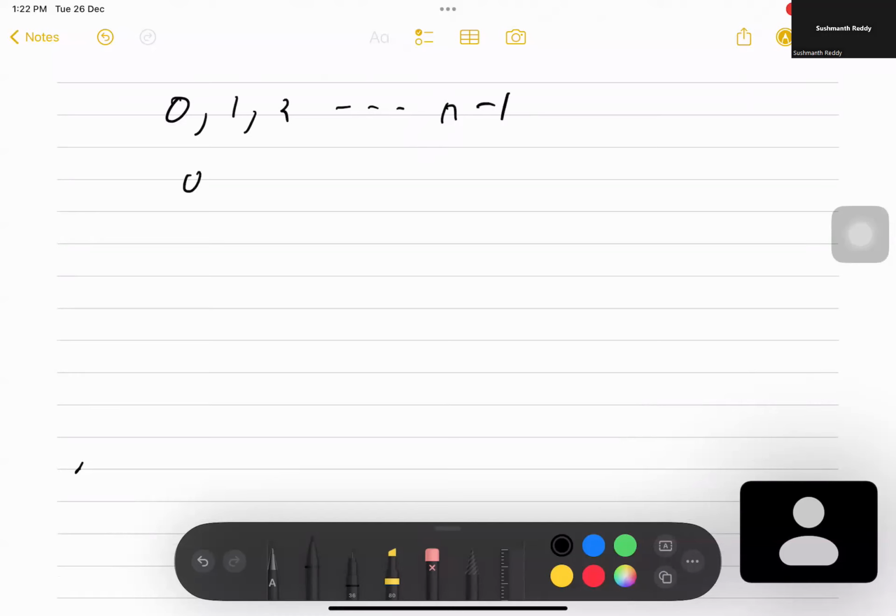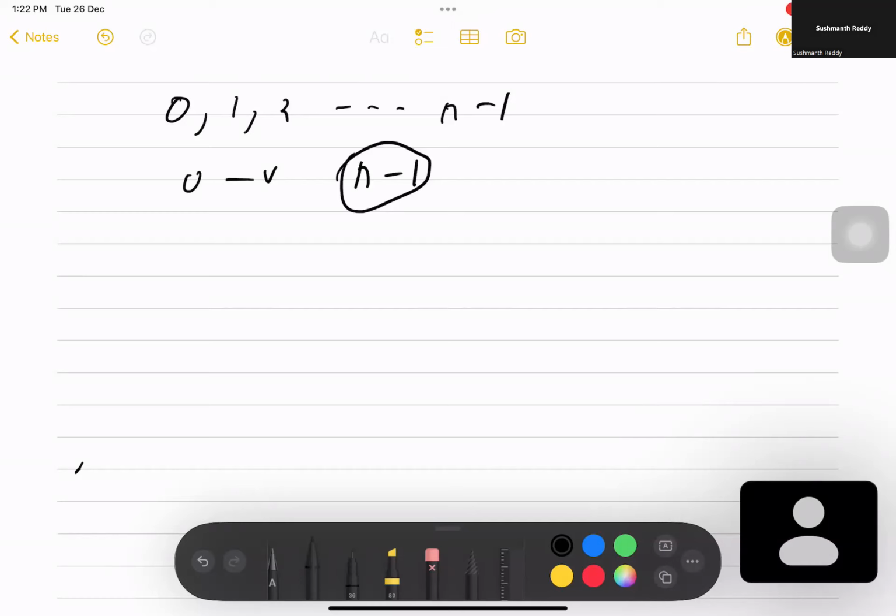That is, there is an edge between u and v. But the direction of the edge isn't guaranteed to be from u to v only. The direction can be from v to u also. But it's given that it's rooted at 0. Because it's rooted at 0, we can give directions to the given edges by doing a DFS from 0. So we are given edges between u and v nodes, and obviously there should be n minus 1 edges because it's a tree.